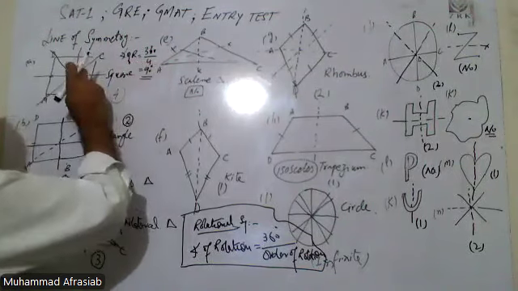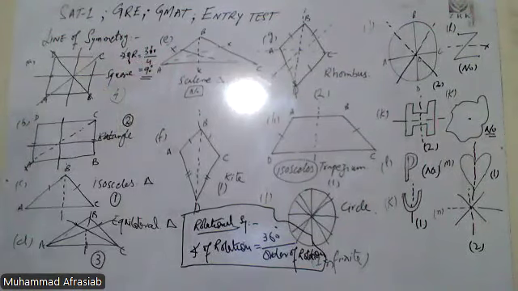So if you rotate this figure through 90 degrees, then after 4 rotations of 90 degrees, this figure A, B, C, D will be mapped onto the figure A, B, C, D again. So the angle of rotation will be 90 and the order of rotation is 4 here.